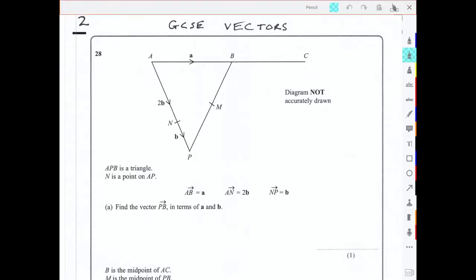So let's start by finding a path from P to B where we know all the vectors on the path. So we just have to go from P to A and then along to B. So we can write down PB is equal to PA plus AB.